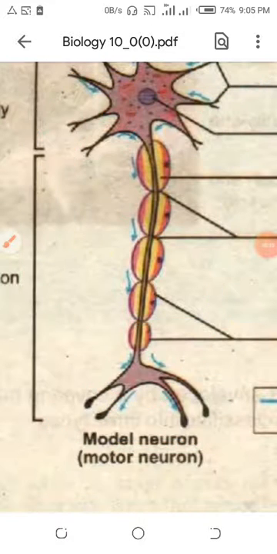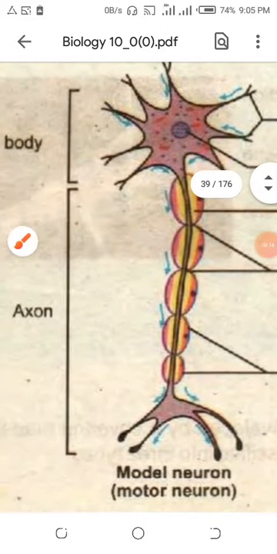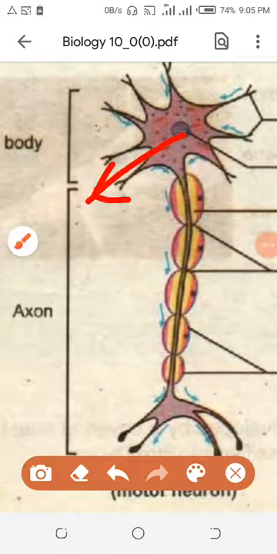Now I will tell you the integral part of the neuron. The integral part of the neuron is the cell body, and this is the cell body. The cell body is an integral, important, significant part of the neuron. The reason why it is an integral part of the neuron is that it consists of many important parts. I have to label those parts first of all.